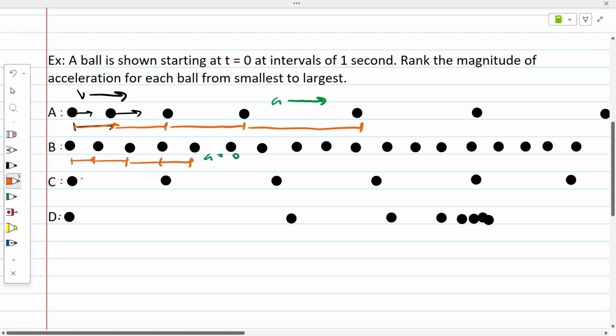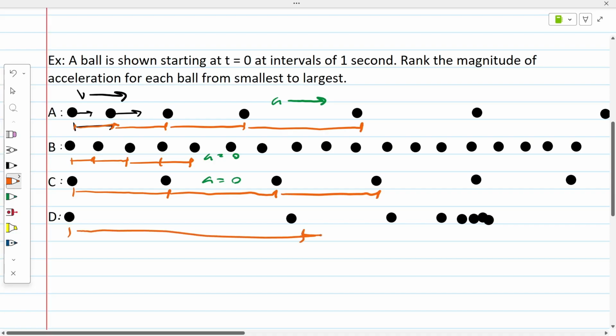Let's look at C. For C, each one of these distances is also the same, so this acceleration will also be 0 because the distances apart are the same. Now in this last example, this first distance is very large, and then it gets a bit smaller, and then much smaller, and then really small here at the end. So D has some acceleration, and in this case, it's going to be in this direction.